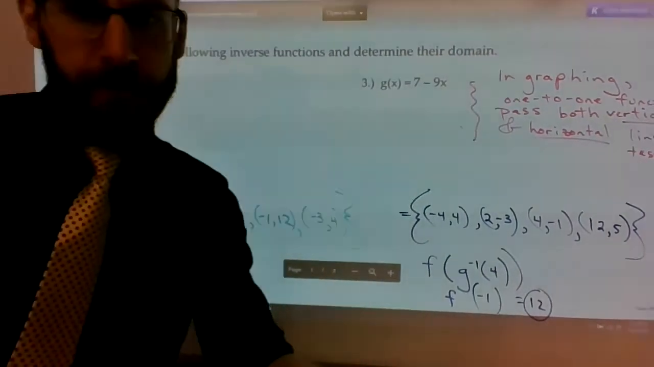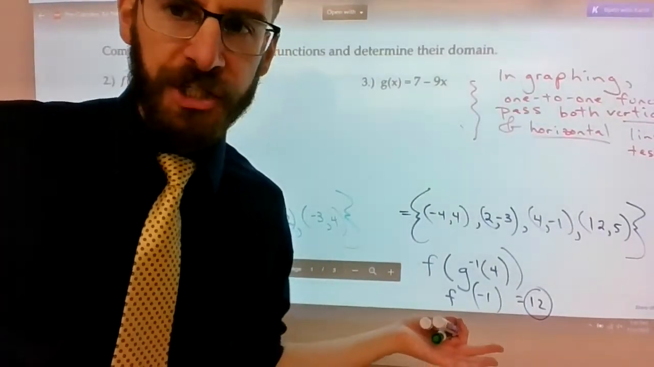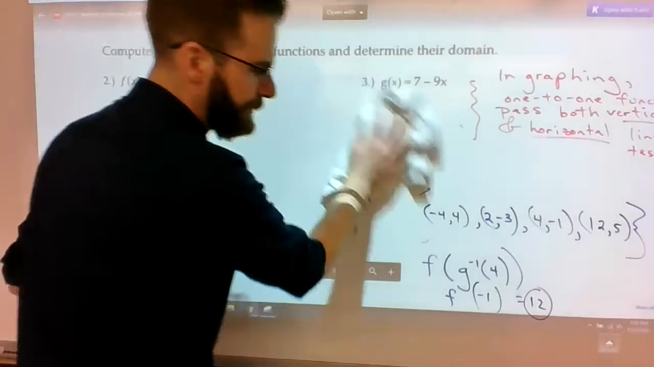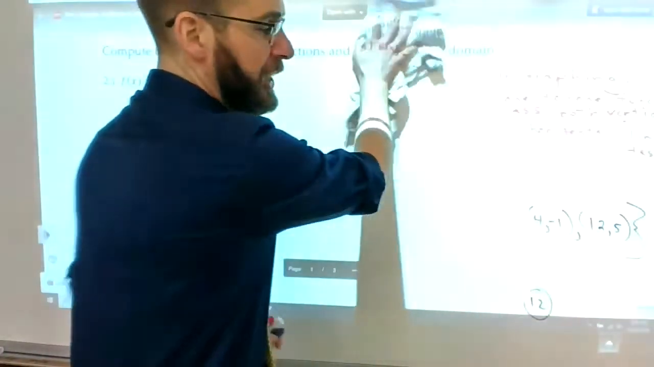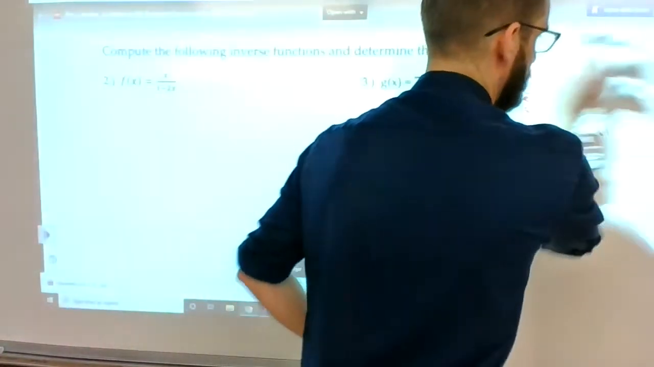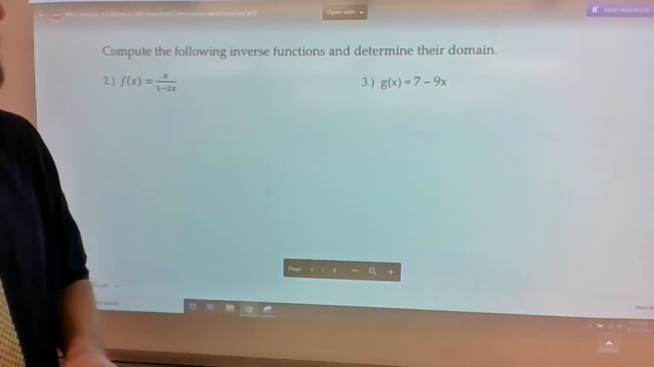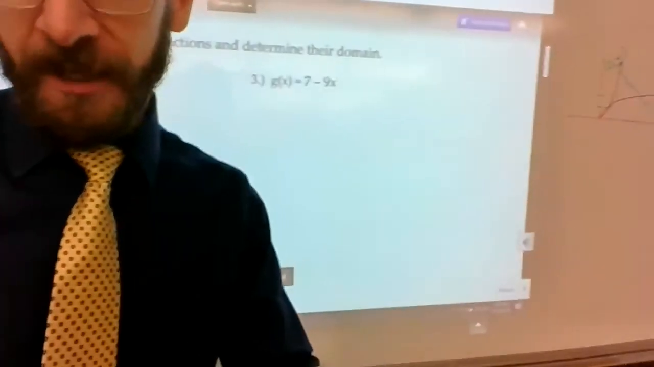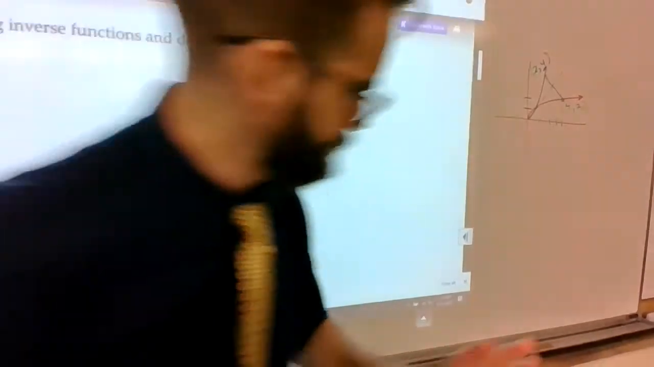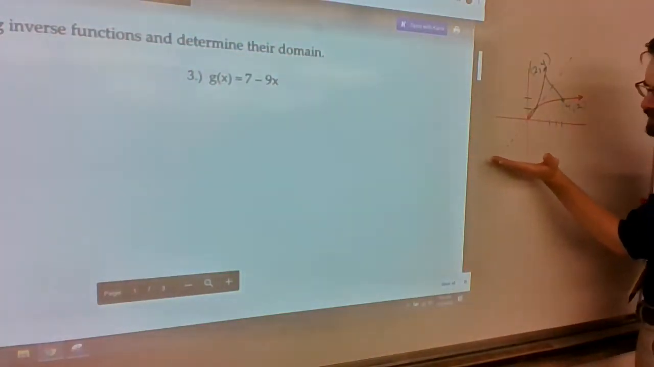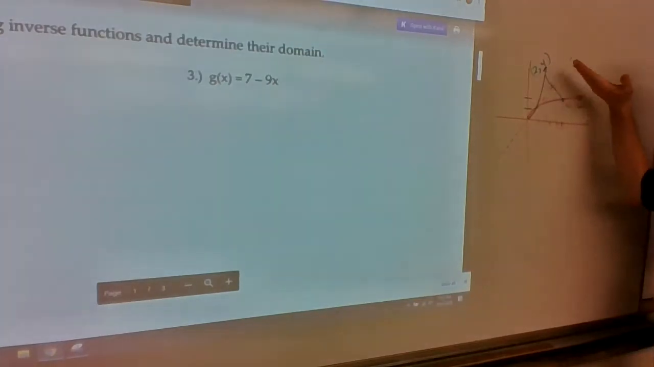So now some trickier things. What happens when equations show up? We talked about the data set. We talked about the graphing perspective. What happens if you're just straight up given one equation and you're asked to find the inverse? Well, think about it from this perspective. The graph reflects everything over the line y equals x.